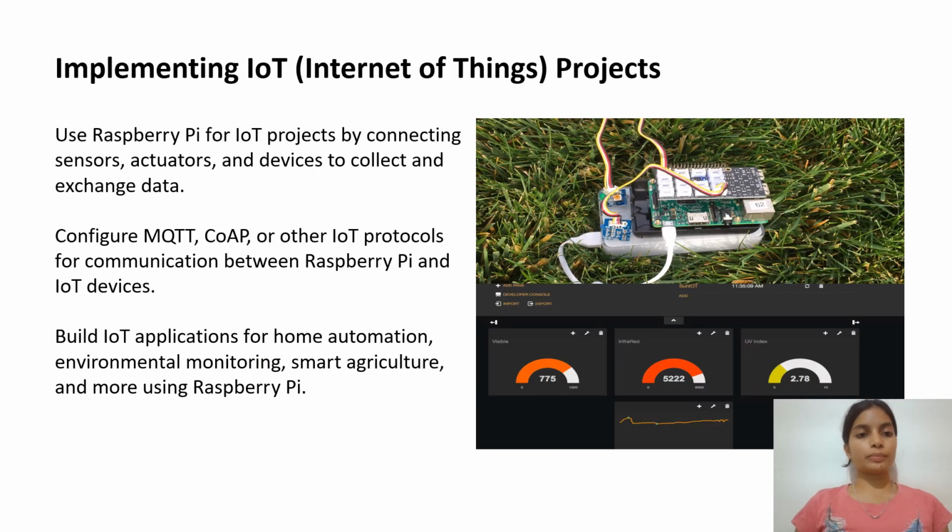Implementing Internet of Things projects. When we use Raspberry Pi for implementing IoT projects, we connect sensors, actuators, and devices to collect and exchange data. Configure MQTT, CoAP, and other IoT protocols for communication between the Raspberry Pi and IoT devices. Build IoT applications for home automation, environmental monitoring, smart agriculture, and more using Raspberry Pi.